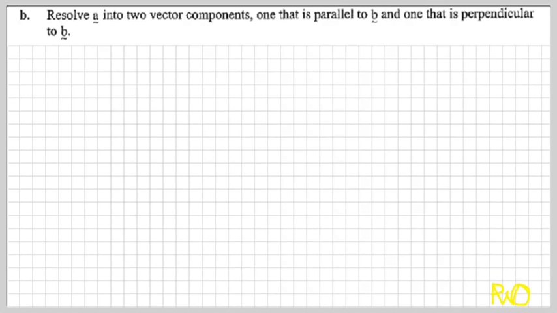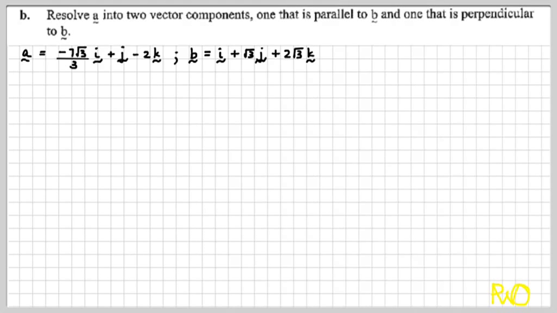This one here. We've got to resolve A into 2 vector components, one that is parallel to B, one that is perpendicular to B. Well, that's what we've just been doing, guys, isn't it? Yes, I'll rewrite them out. There's A and there's B. Now we've got to do A parallel to B and A perpendicular to B, don't we? Yeah? Well, there's the formula for A parallel to B, and then there's the formula for A perpendicular to B.